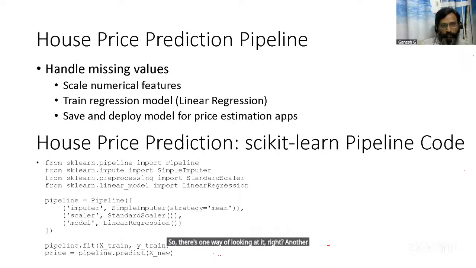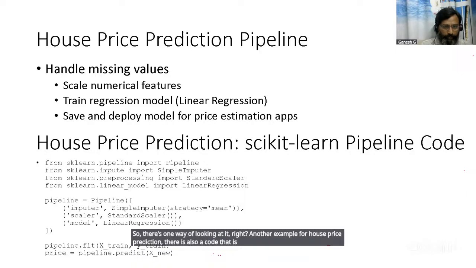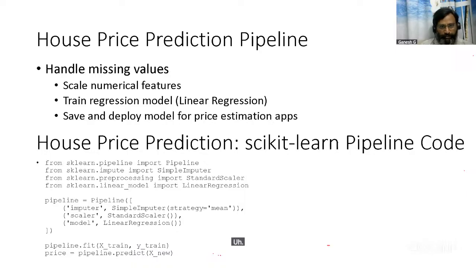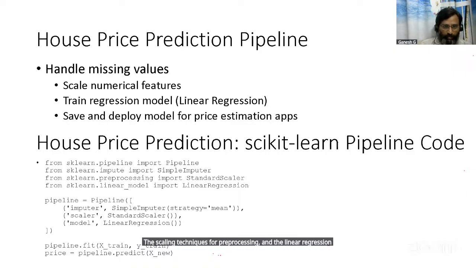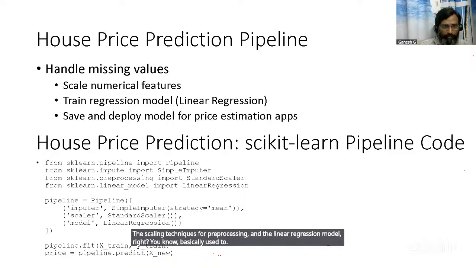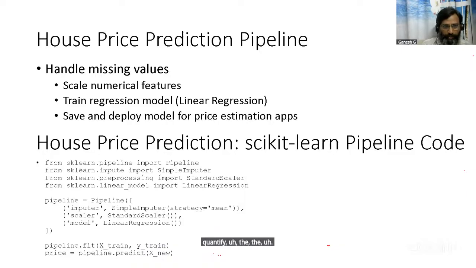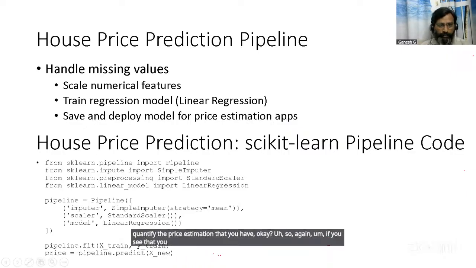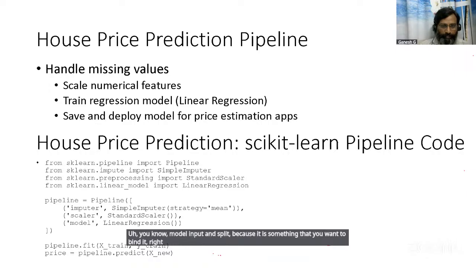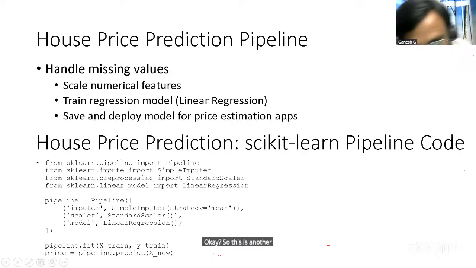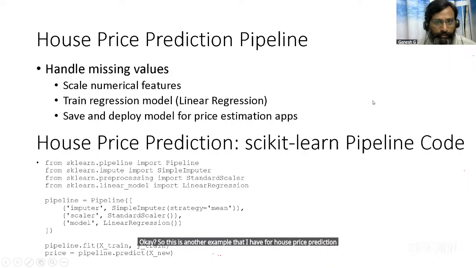Another example for house price prediction, there is also a code that is provided. It uses an imputer and the standard scaler, because it's all numerical, so you need to have the scaling techniques for pre-processing, and the linear regression model, basically used to quantify the price estimation that you have. Again, you are applying the fit and split, because it is something that you want to bind as far as the model is concerned. So this is another example that I have for house price prediction in a pipeline.